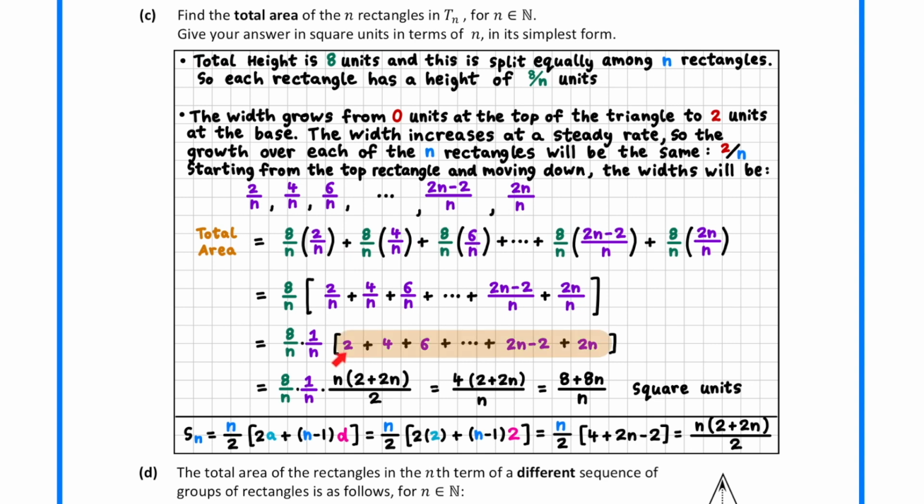To calculate the expression inside the brackets, we can use the formula for the sum of an arithmetic sequence. The number of terms, n, is equal to n. The first term, a, is equal to 2, and the common difference, d, is equal to 2. When we sub in and simplify, we get n times (2 plus 2n) all over 2. We can write this expression in for the sum we had, and then simplify to get our final answer.